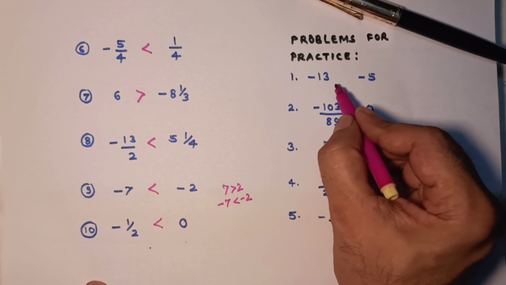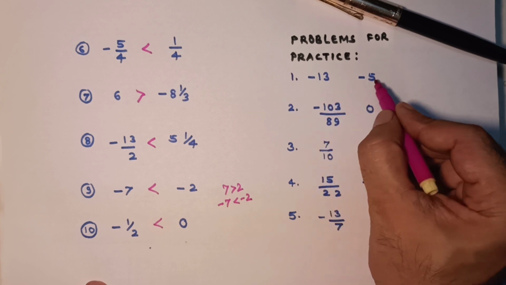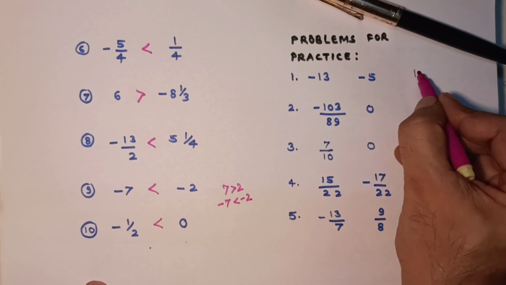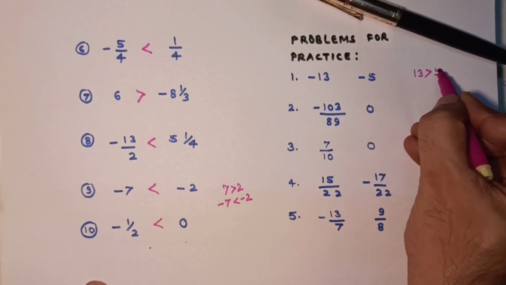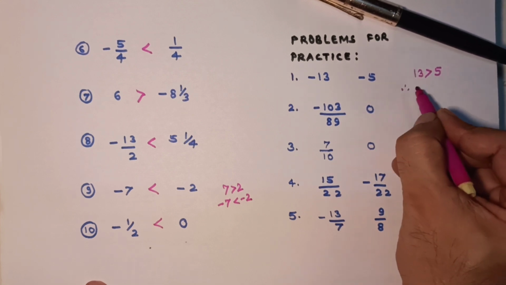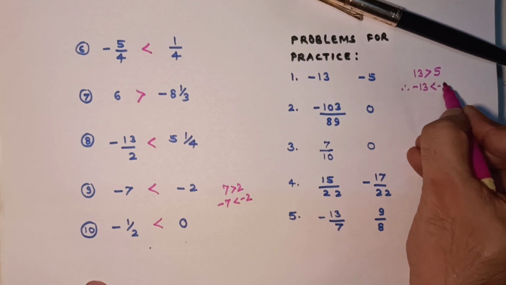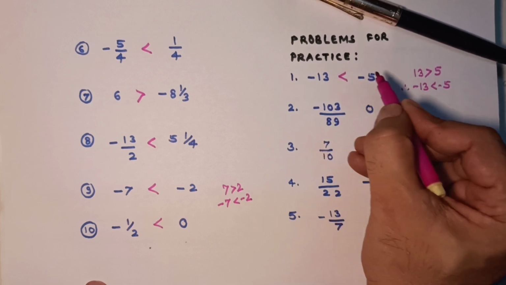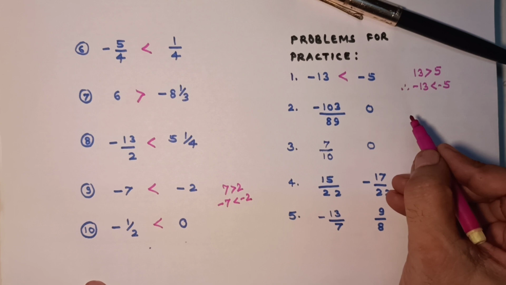Okay, now look at the answer. This is minus 13 and minus 5. 13 is greater than 5. Therefore, minus 13 will be smaller than minus 5. So your answer will be this. If you have written this answer, correct. Otherwise, make the correction. Next.